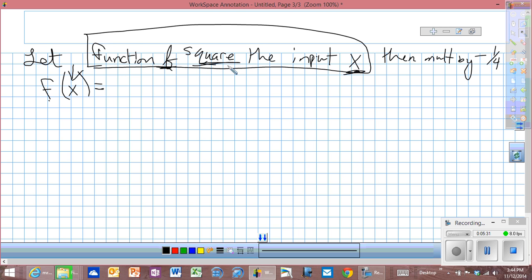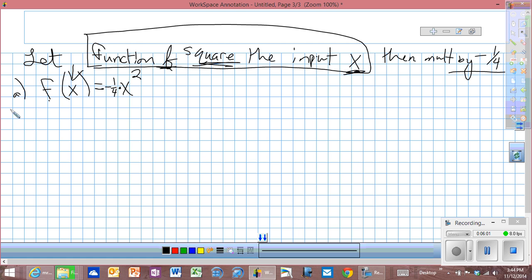It says square the input. So the input is x. I'm squaring the input, and then I multiply by negative 1/4. Anytime we have numbers, we usually write them out front. So negative 1/4 times x squared. Squaring the input is what that one's talking about. So that would have been A, writing that formula, or symbolic algebraic representation.